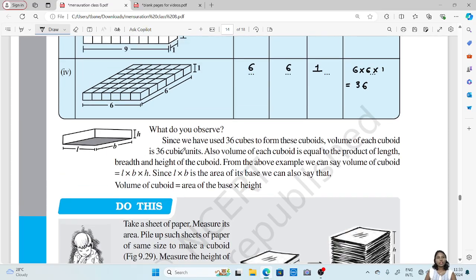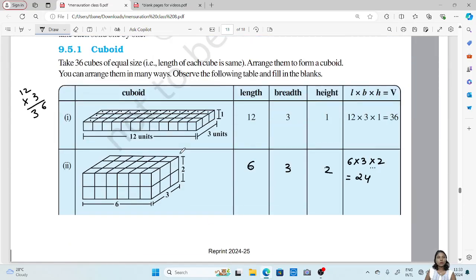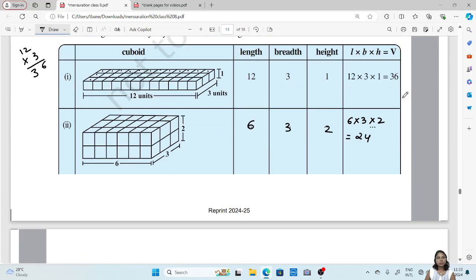Okay, so here there is something wrong. Okay, sorry. Here this is 6 threes are 18 and 18 twos are 36. So now what we observe here is that no matter how you stack up all these 36 cubes that you have, the volume will still remain the same, because firstly their lengths are the same, and no matter how you stack them up, their total volume is still going to be 36.